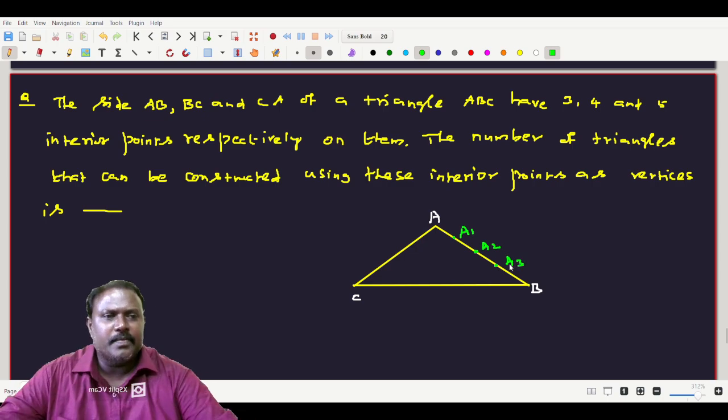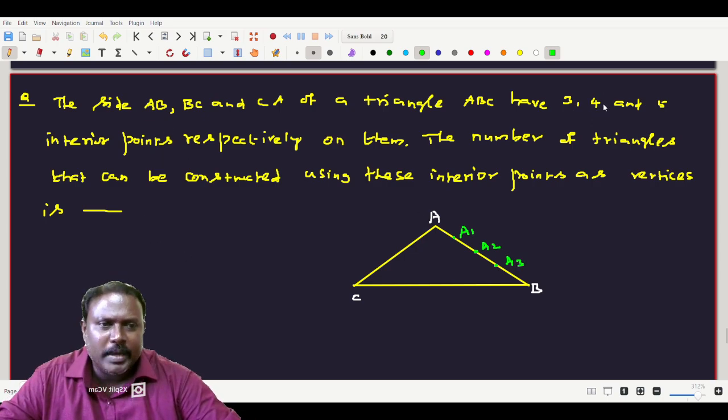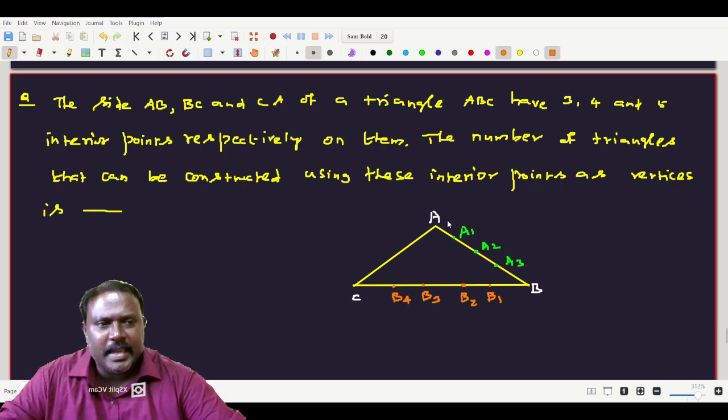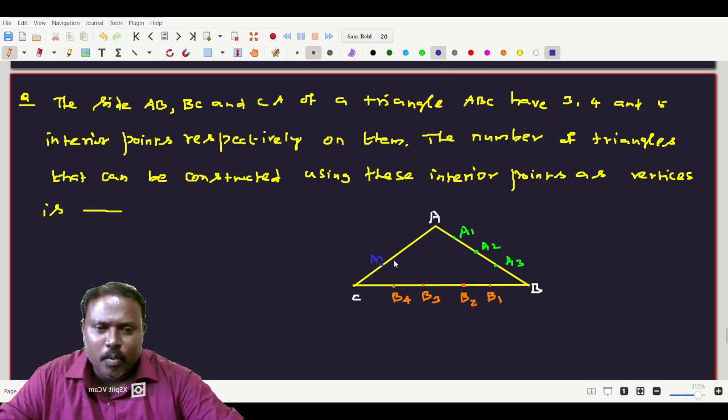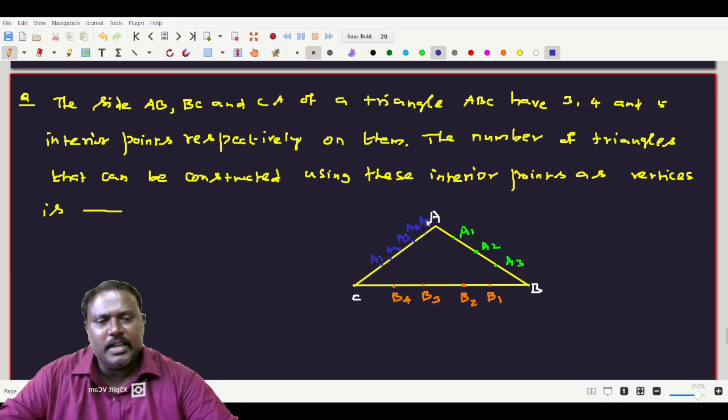In the side BC, how many interior points are there? 4 interior points. Let us say this interior point is B1, and then this interior point is B2, then this interior point is B3, this interior point is B4. And in this side AC, 5 interior points are there. So I'll take this as A1, then A2, then A3, this point is A4, this point is A5. 5 interior points are there, right?